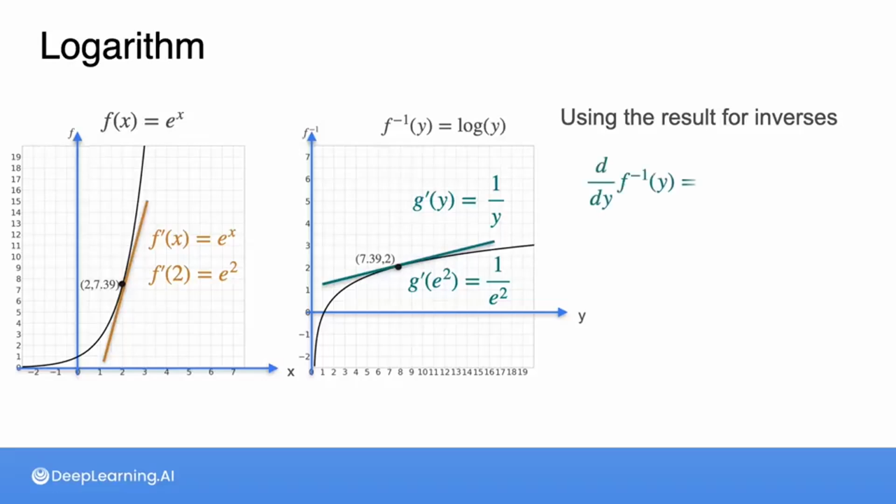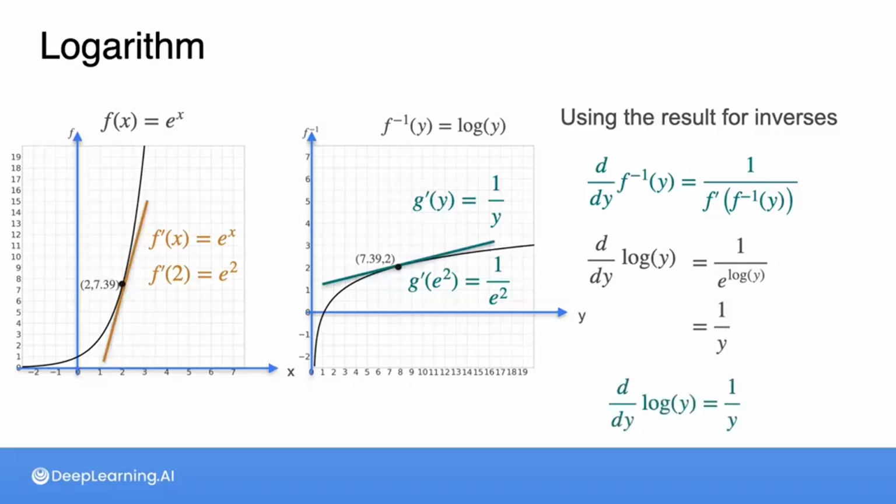Let's do this mathematically. Using the result for inverses, d over dy of f inverse of y is 1 over f prime of x. Now x is f inverse of y, so let's write it like this. If you take the logarithm function and take the derivative with respect to y, then you get 1 over f prime of f inverse of y. Now f prime is e to the x, and f inverse of y is logarithm of y. So you get 1 over y. In other words, the derivative of logarithm of y is 1 over y.